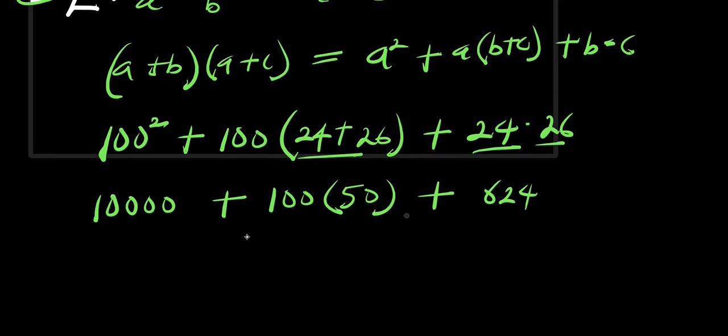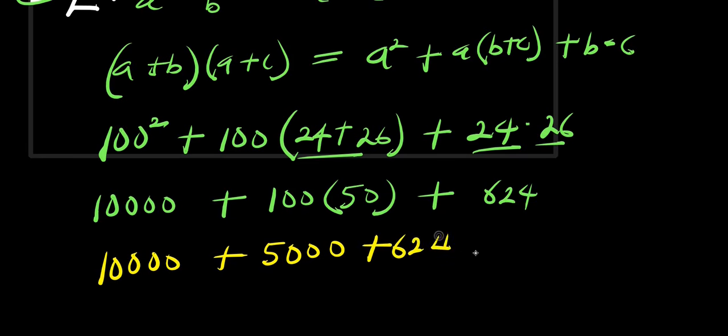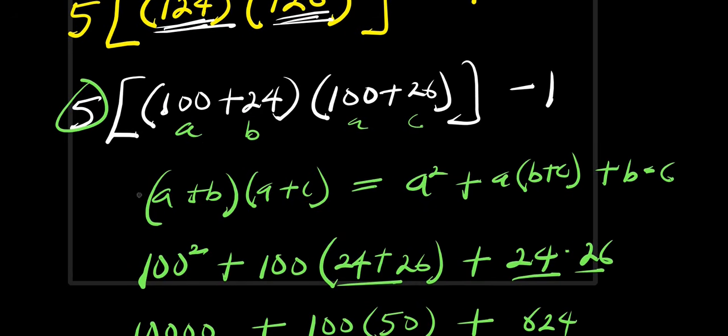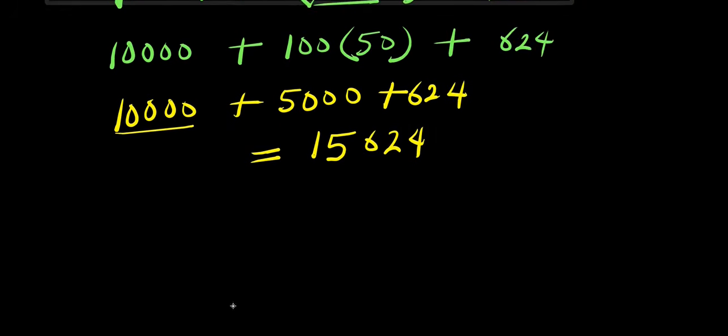Then what we are going to do is to multiply this out. So we are simply going to have this is 10,000 plus this is 5,000. 50 times 100 is 5,000. Then we have plus 624. And everything here will give you 10,000 plus 5,000, 15,000 plus 624 will give you 15,624. Now, that is for that. Remember, there's 5 here and there's minus 1 here. So we need to multiply that by 5.